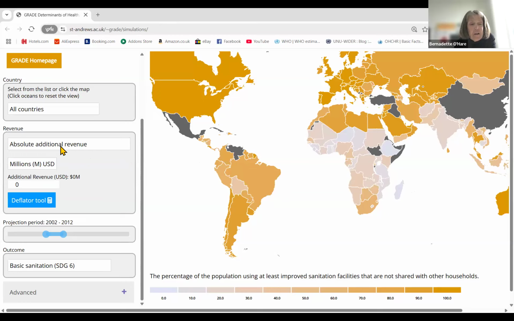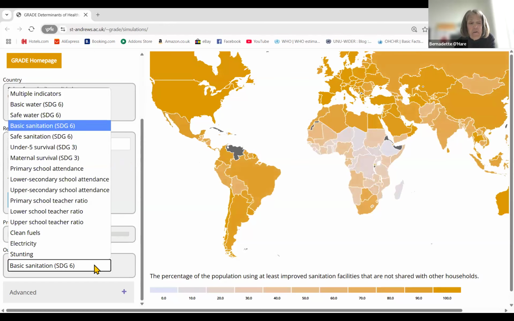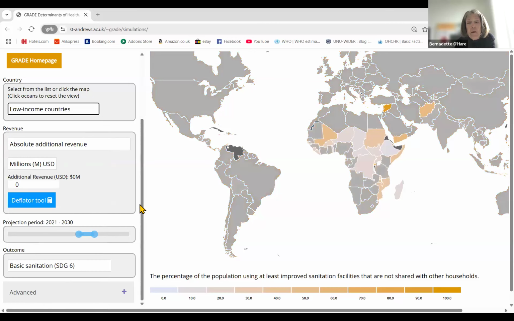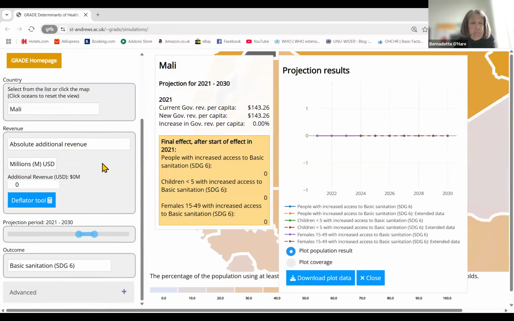Once we've decided on our revenue, we decide whether it's in dollars, millions, or billions of dollars, and this is in 2015 constant US dollars. We then select our projection period, and of course we're all now focused on the end of the SDGs, so I'll pick the 10 years before them, 2021 to 2030. And this is our outcome. We select the outcome of interest. So if we choose, for example, a low-income country, the greyed out countries are not low income, those with colour on them are low income, and I'm going to pick Mali.